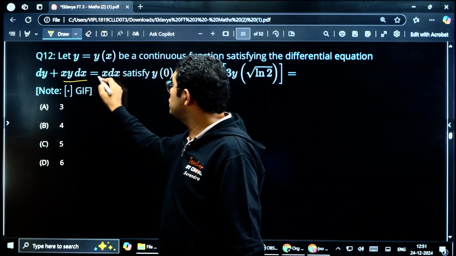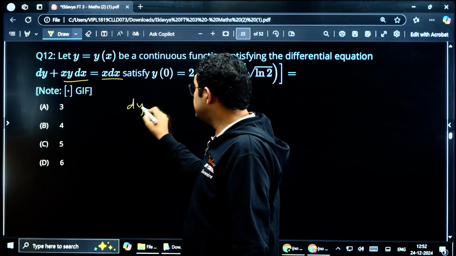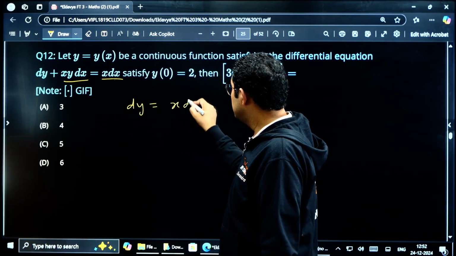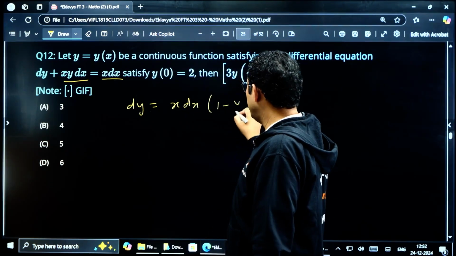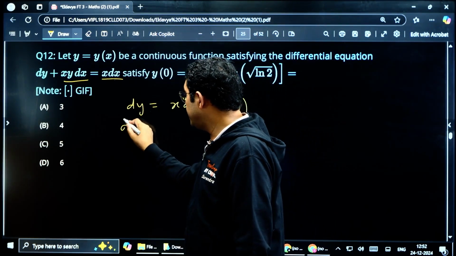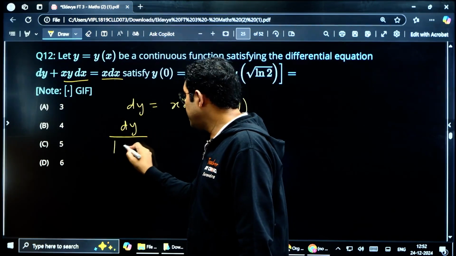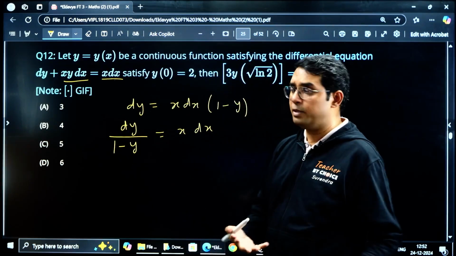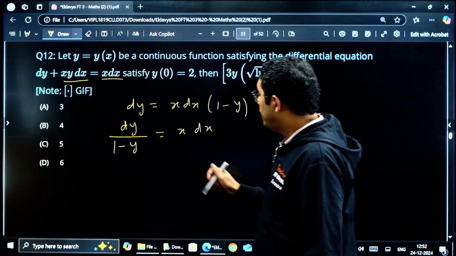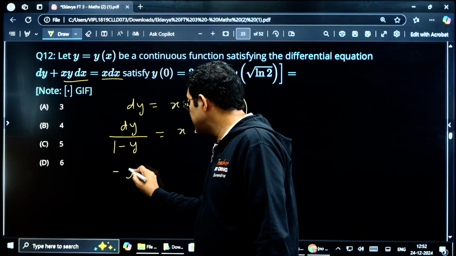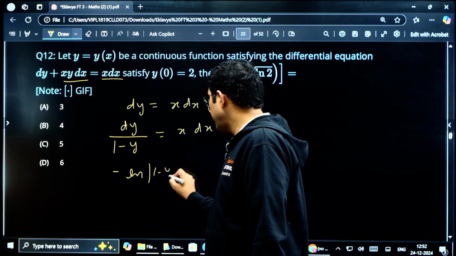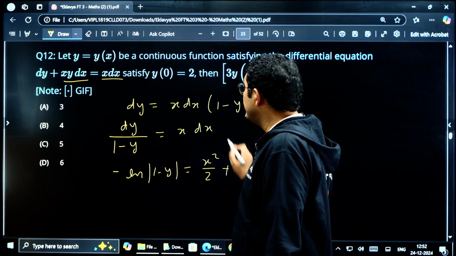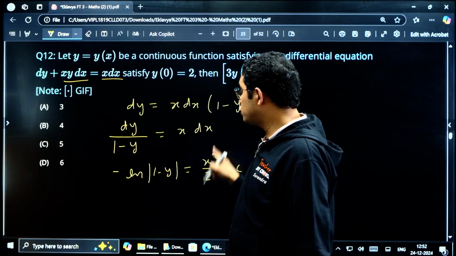I think these two terms are of dx. So I can write this as dy is equal to x dx common, and 1 minus y on the other side. 1 by y we can take towards this left side: dy upon 1 minus y is equal to x dx. That is what we are getting. I think it's variable separable, very simple question. And if you do the integration, it will be minus ln of mod 1 minus y is equal to x square by 2 plus c. At 0, the value of y is 2.